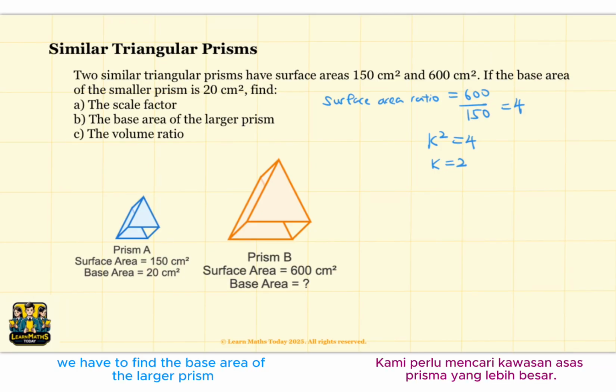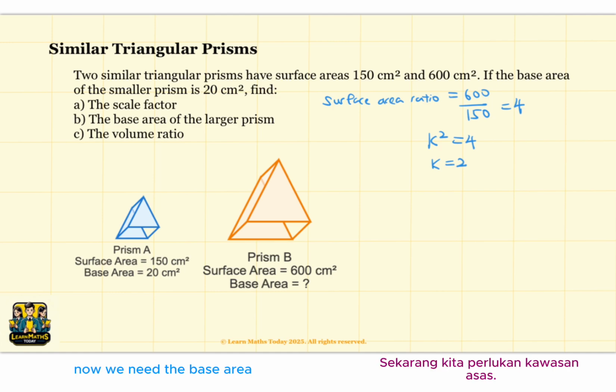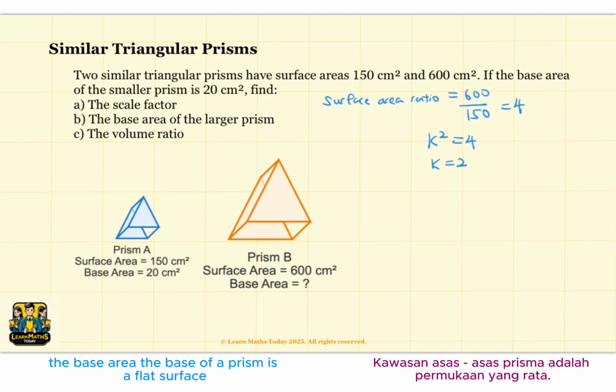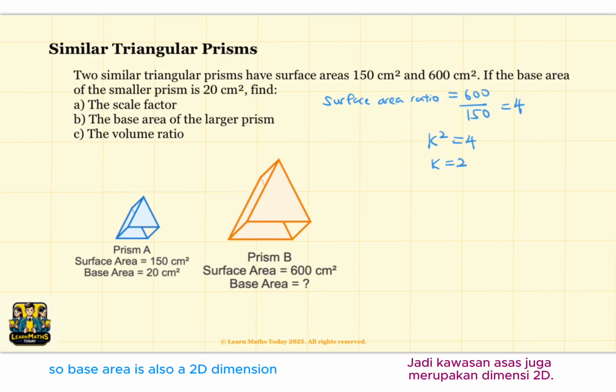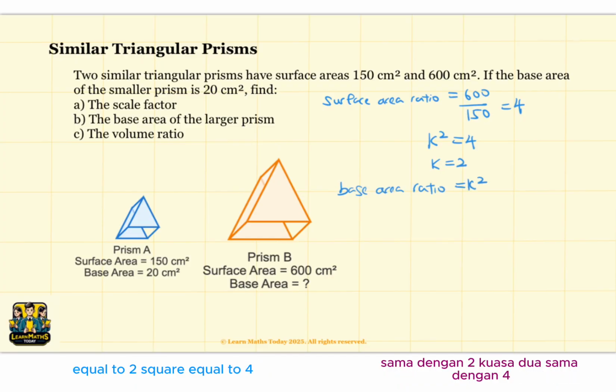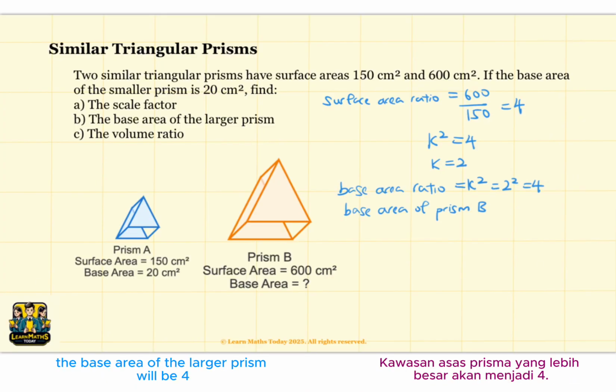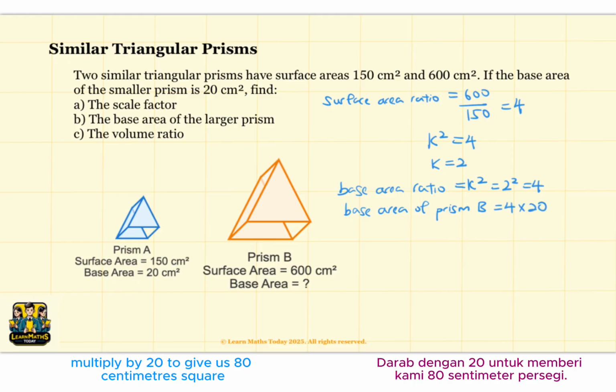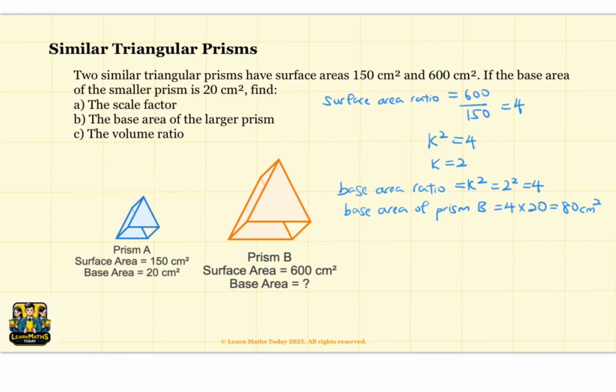So for part B, we have to find the base area of the larger prism. Now we need the base area. The base of a prism is a flat surface, so base area is also a 2D measurement. That means the base area ratio is equal to k squared, which equals 2 squared, which equals 4. The base area of the larger prism will be 4 multiplied by 20 to give us 80 centimeters squared.